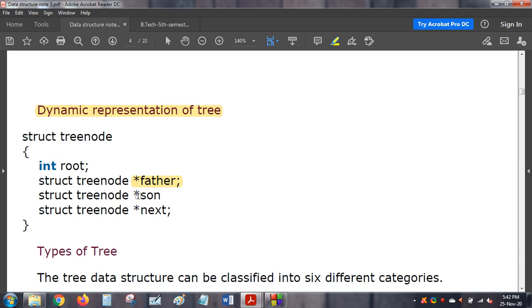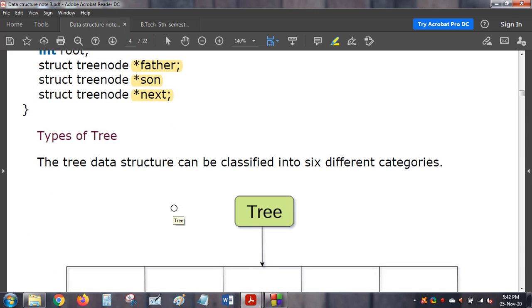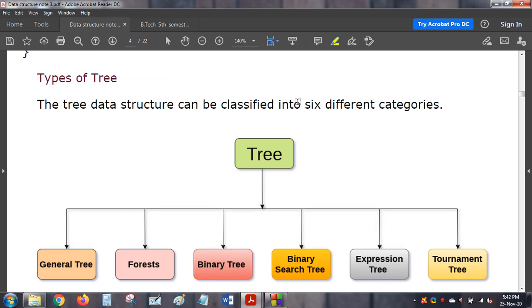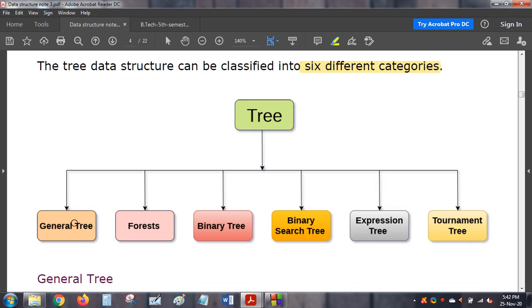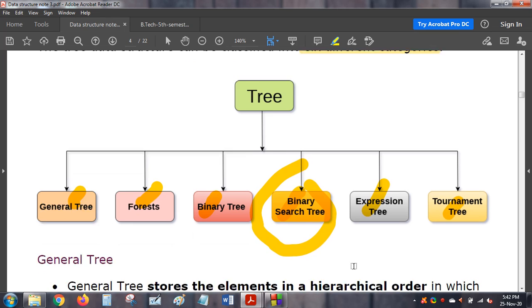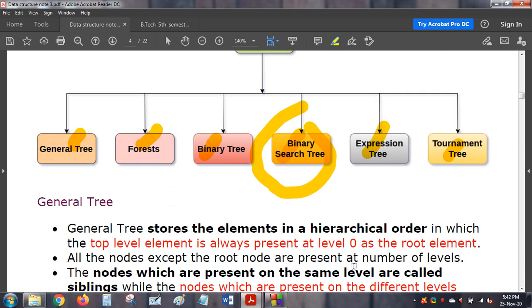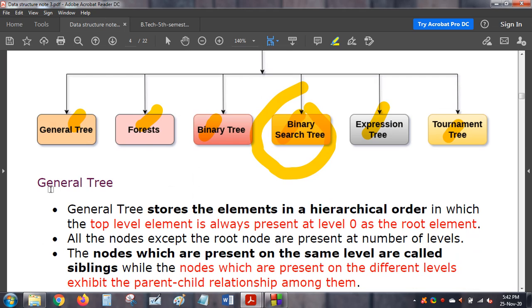Now, what are the types of tree available? There are 6 different categories of tree available. They are general tree, forest, binary tree, binary search tree. This is important. Expression tree and tournament tree. So we'll see one by one. First, let's see what is general tree. The general tree stores the elements in a hierarchy in which the top level element is always present at the root.